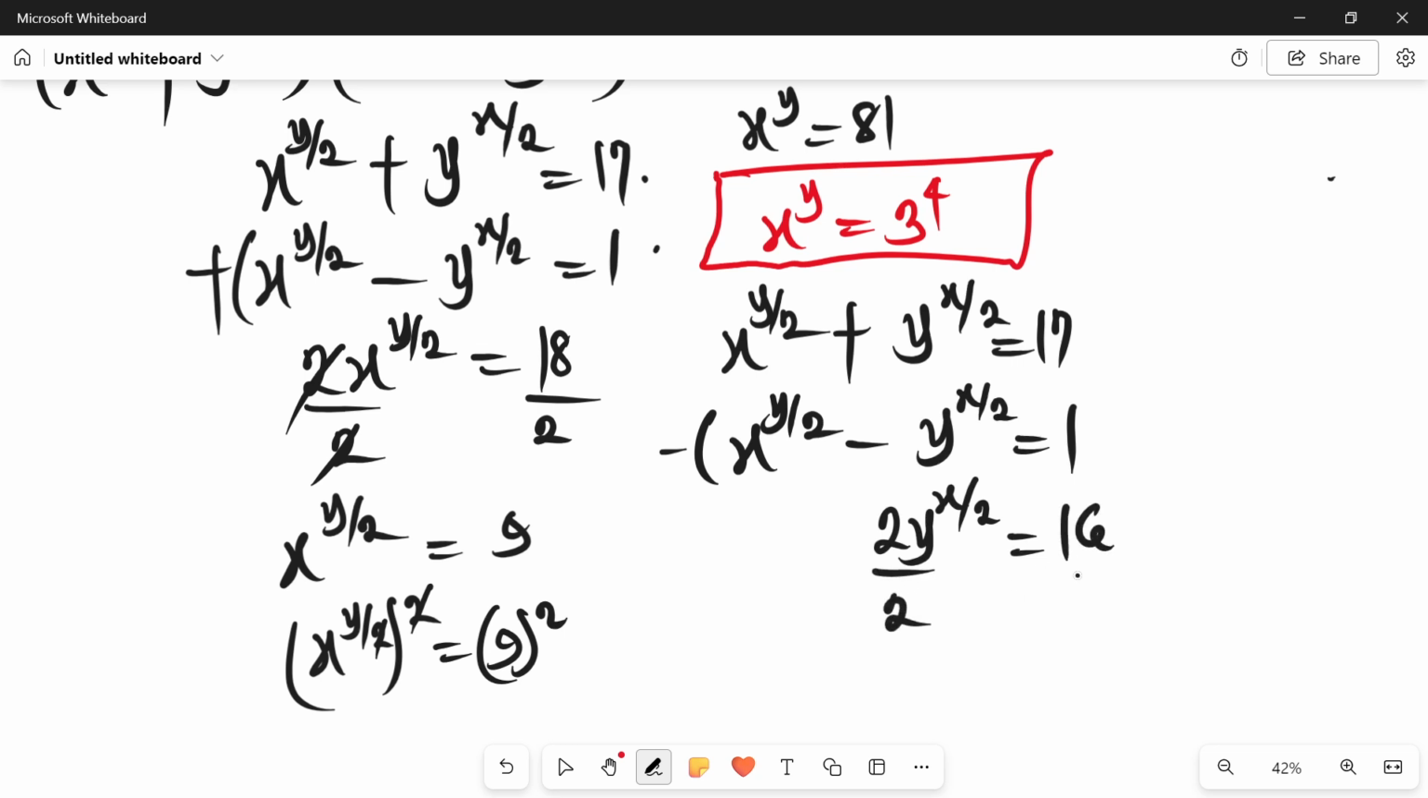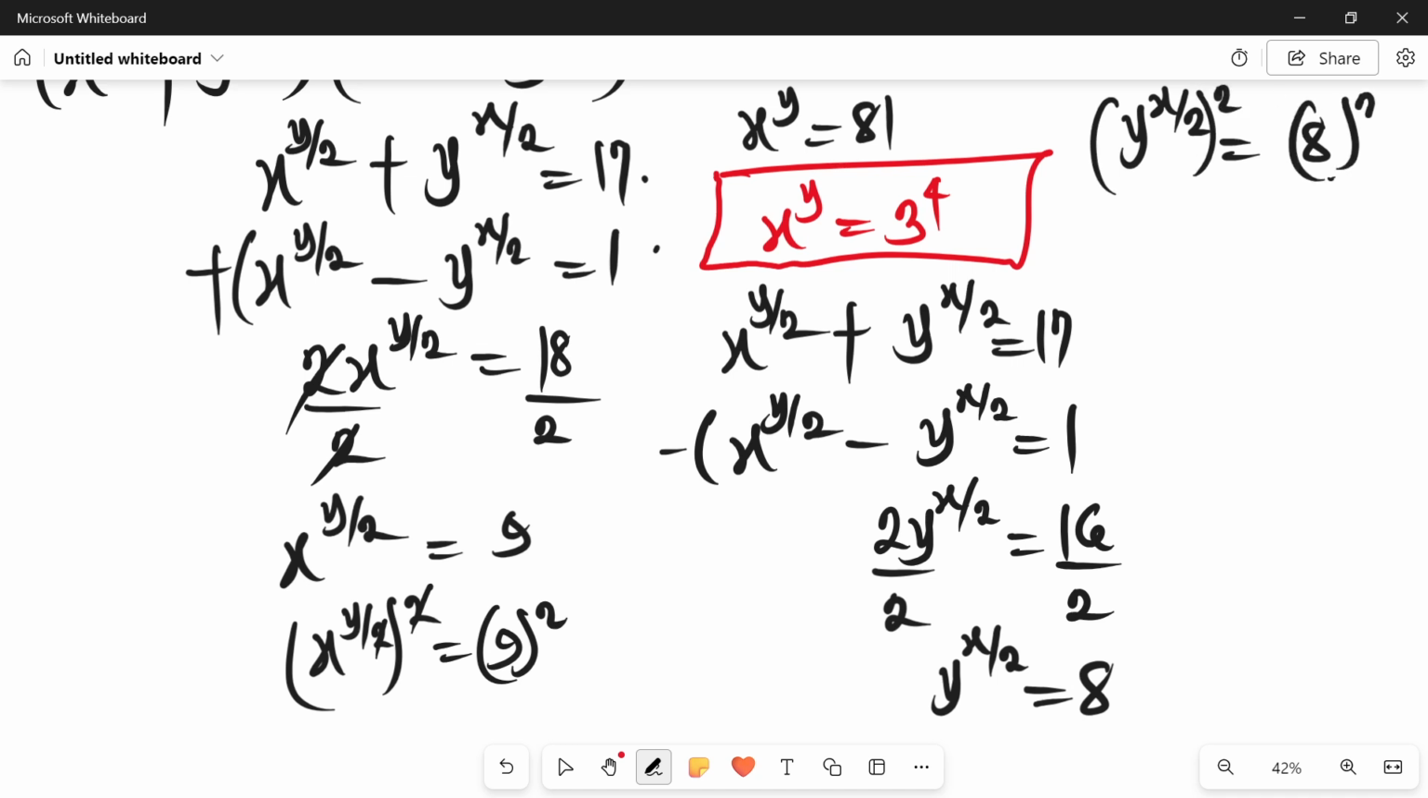Now we can divide both sides by 2, and y to the power of x over 2 equals 8. Now we can raise both sides by 2 like we did for x, so we square both sides. When you square both sides, you end up with y to the power of x equals 64. How can you reduce 64? 64 can be reduced to 4 to the power of 3.